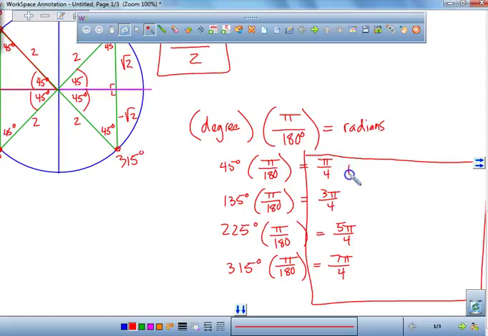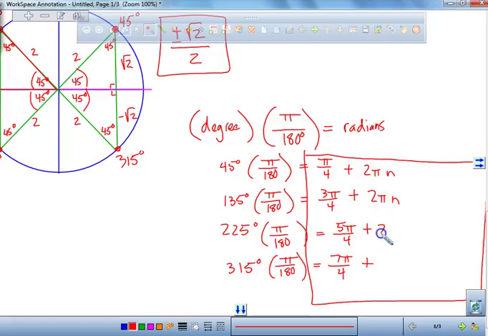But if you want all the answers, you have to add what's called 2 pi n. And what does n represent? From yesterday, what does the n value represent? The number of revolutions, whether it's positive or negative. So these represent all the values of x that are equal to our answer.